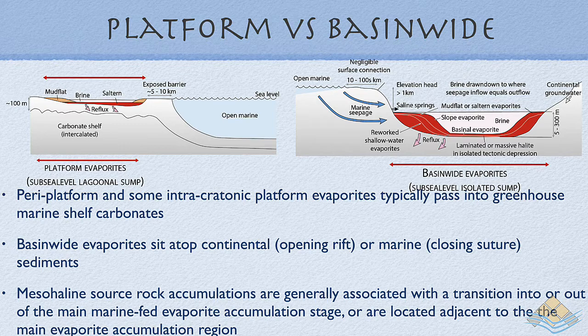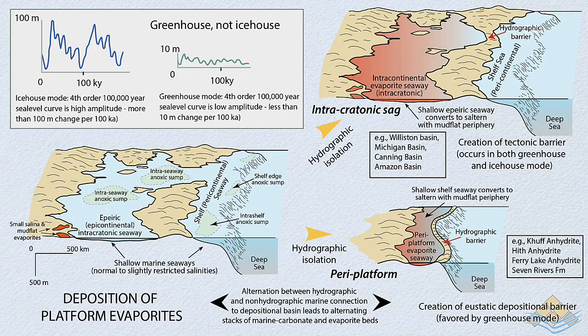Generally, we find that our Mesohaline source rocks are proximal to or adjacent to our main evaporite phase in the system. In the platform mode, we tend to see a succession where we have a series of intracratonic or pericratonic seaways that, as they go into the evaporitic phase, develop locally anoxic, relatively shallow water hypersaline sumps.